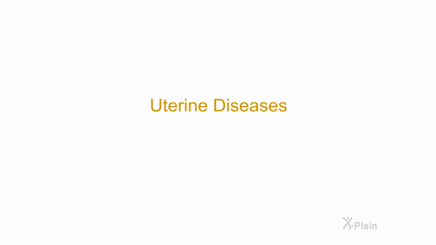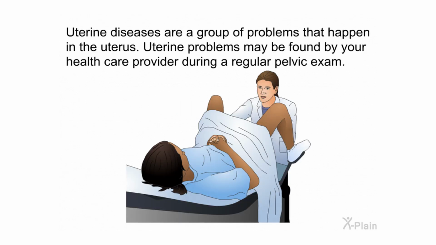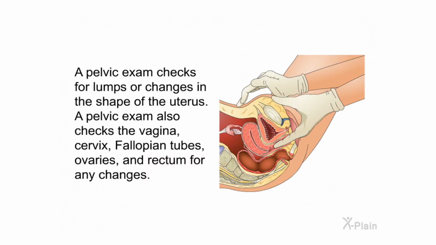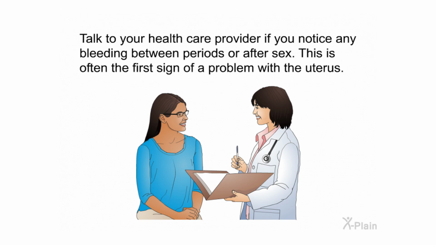Uterine diseases. Uterine diseases are a group of problems that happen in the uterus. Uterine problems may be found by your healthcare provider during a regular pelvic exam. A pelvic exam checks for lumps or changes in the shape of the uterus. A pelvic exam also checks the vagina, cervix, fallopian tubes, ovaries, and rectum for any changes. Talk to your healthcare provider if you notice any bleeding between periods or after sex. This is often the first sign of a problem with the uterus.